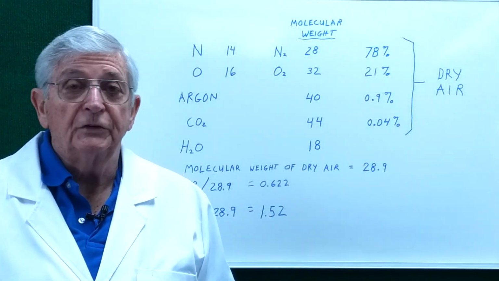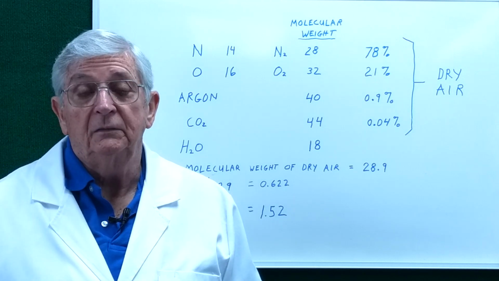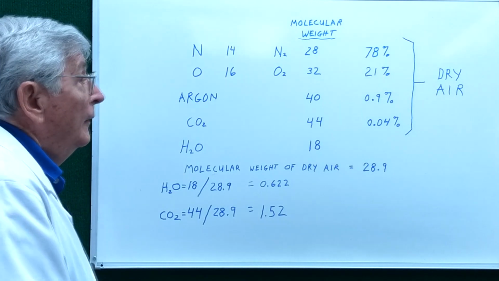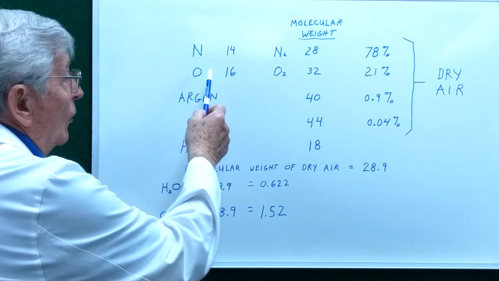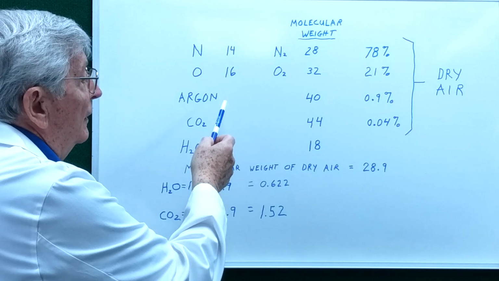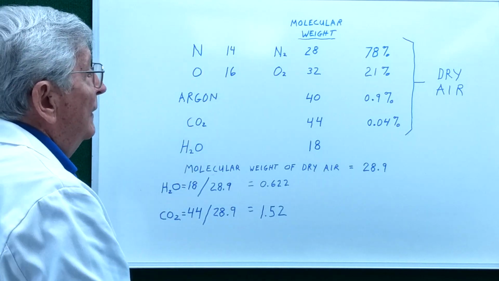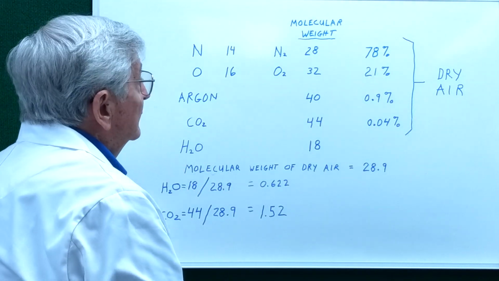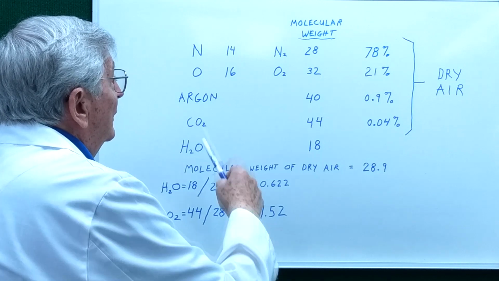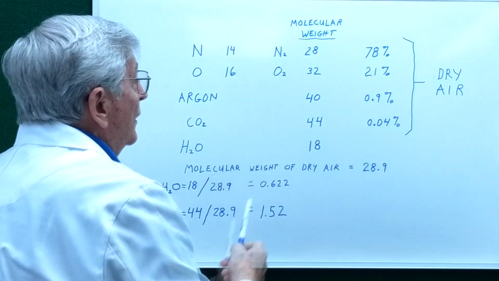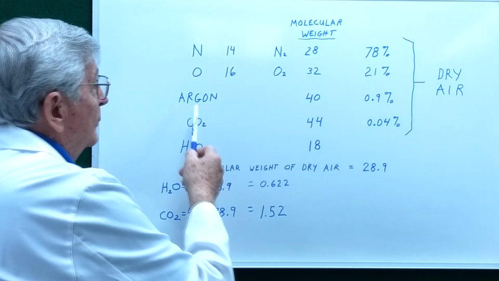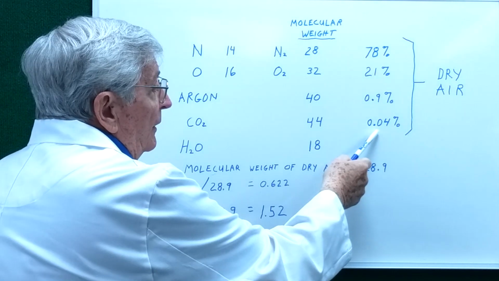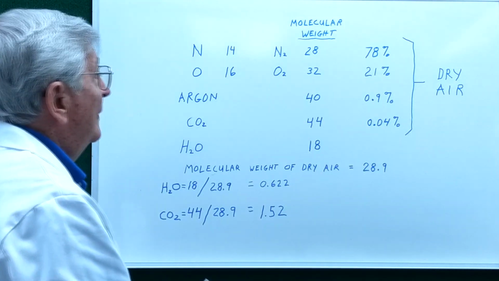Next, I'd like to show you an interesting fact about water vapor that you might not be aware of. These are the normal constituents of dry air, and nitrogen is roughly 78% of our atmosphere. Oxygen is 21%. There's almost 1% of argon, and CO2 is 0.04%.